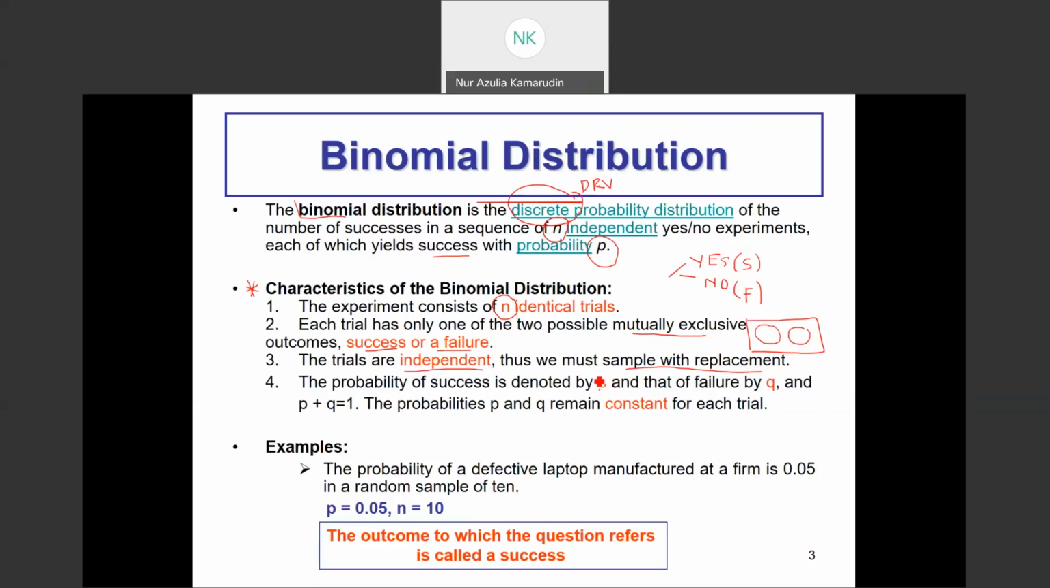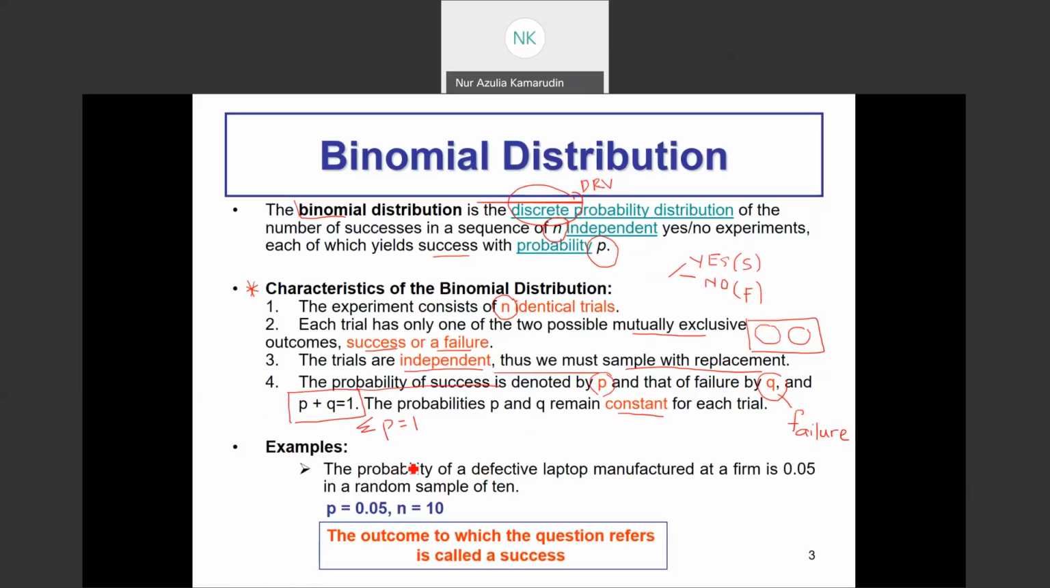And of course, you're having here your P, and you also have your Q. Your P will refer to the probability of success, whereas your Q will refer to the probability of your failure. Failure, of course, the opposite of your success. And of course, please take note, since the P is referring to the probability of success and the Q is referring to the probability of failures, of course, total probability will always be 1. Of course, we are assuming that the probabilities remain constant for each trial.